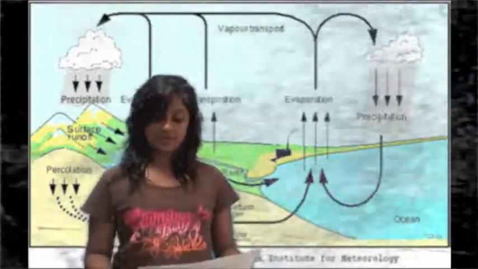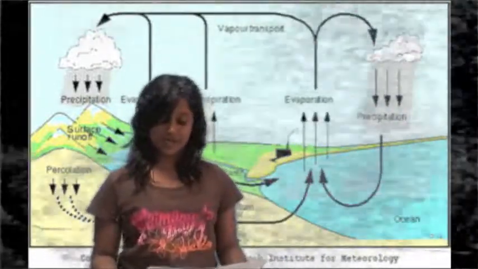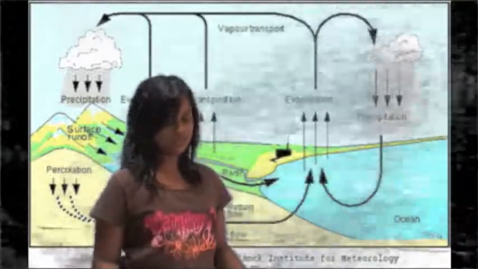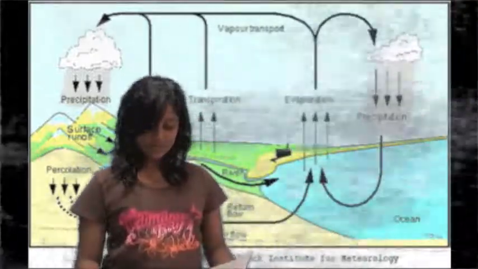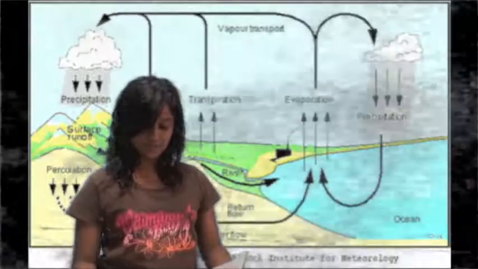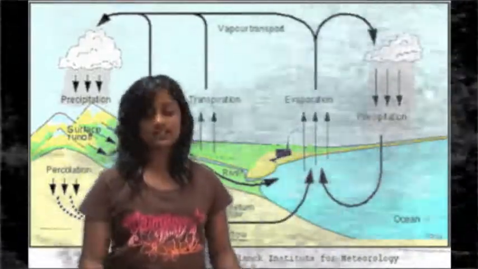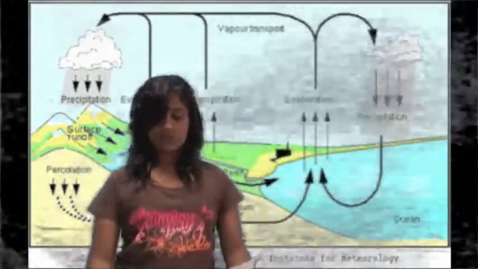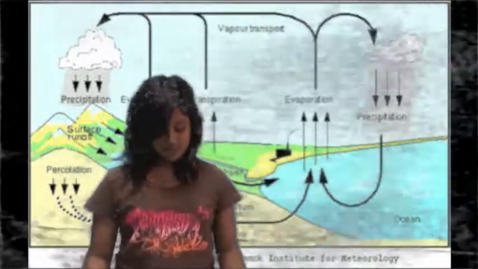Precipitation. It occurs when rain, snow, sleet, or hail falls from the clouds to the Earth's surface. Runoff. It is water that is usually from precipitation. It flows across the land and collects in rivers, streams, and the ocean.